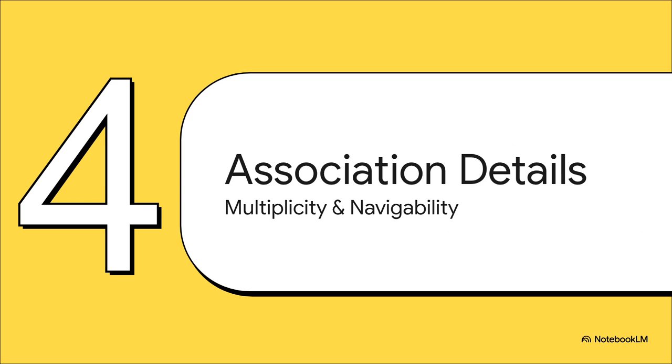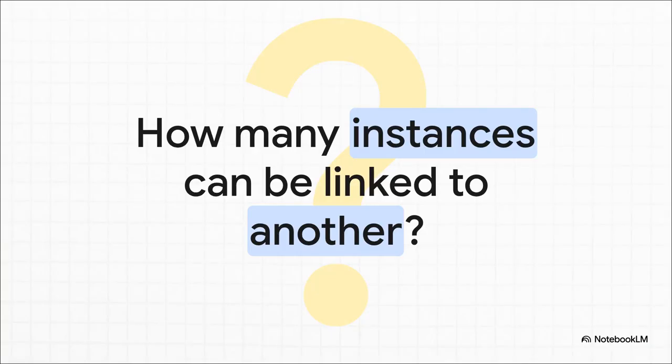Okay, we're not done with associations yet. We can add even more detail and constraints. Let's talk about 2 really critical ones, multiplicity and navigability. So let's start with a basic question. How many instances of one class can be linked to a single instance of another? This is the core question that multiplicity is designed to answer. It's all about constraining the number of objects in a relationship.